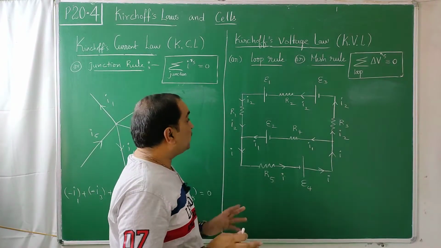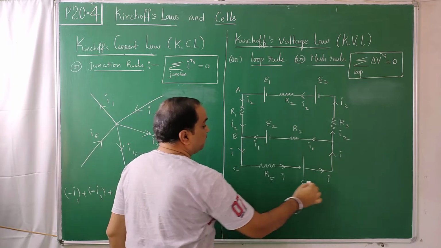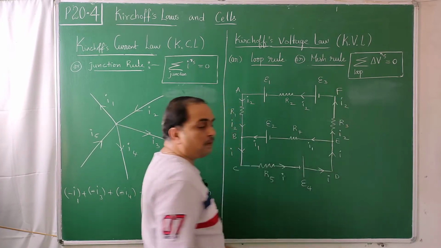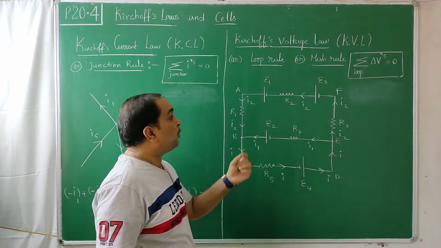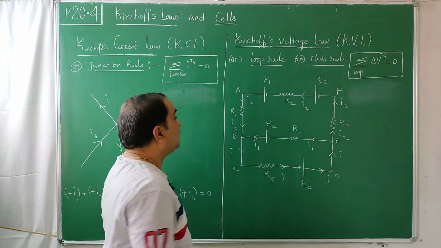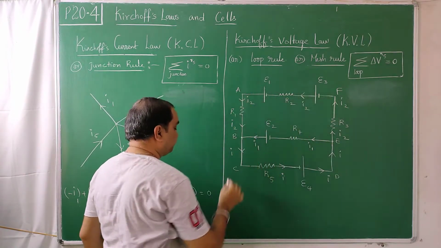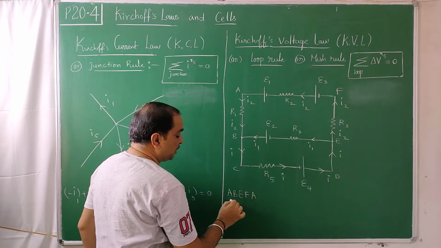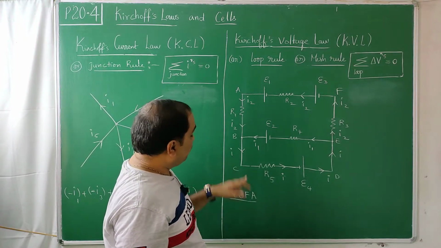Now, for convenience of students, let us write these points as A, B, C, D, E, F. Now start from one point and come back to the same point. That is called a loop. Let us start from A: A, B, C, E, F, A. This is a loop. Started from A, came back to A. In the process, you have to go in that direction.